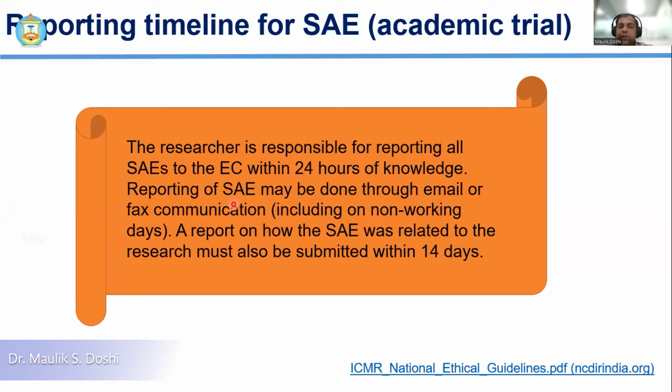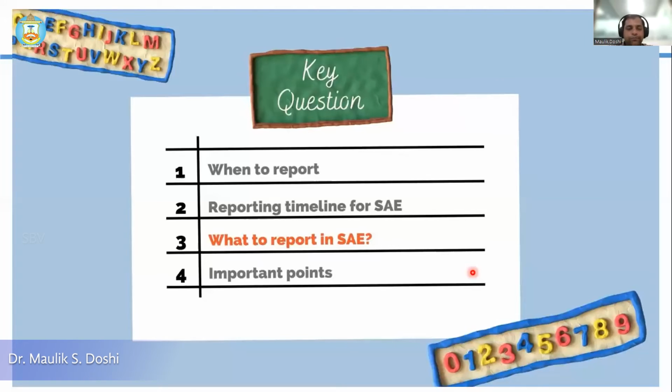So if your study is an academic clinical trial, then how is the reporting required? The researcher is responsible for reporting all SAEs to the EC within 24 hours of the knowledge. Now this reporting can be done by email or fax communication. And the report on how the SAE was related should be submitted within 14 days. So please remember, this is a requirement for an academic clinical trial.